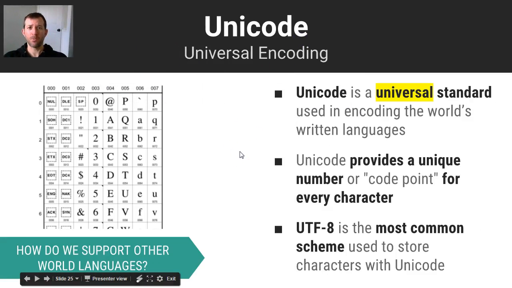The system that was devised was called Unicode. Unicode is the universal standard for encoding on the internet to support all of the world's languages. So in Unicode, we have something where there is a code point for every single character that exists in the languages of the world. And there is something called UTF-8, which is the most common encoding scheme that is used on the internet and inside computer programs. So Unicode is the encoding scheme that's used to support all of the world's languages.